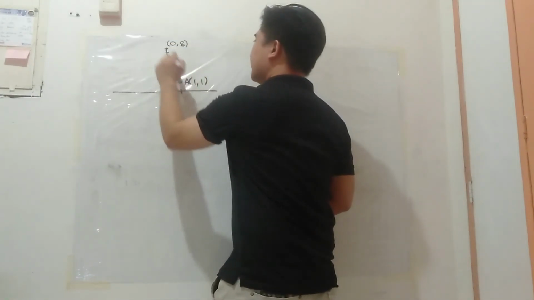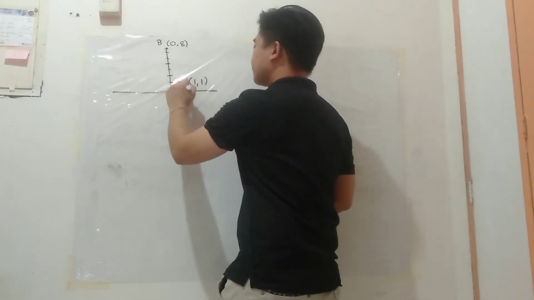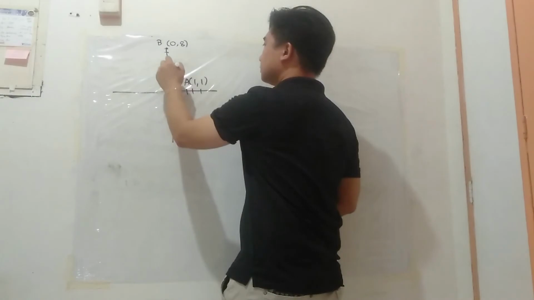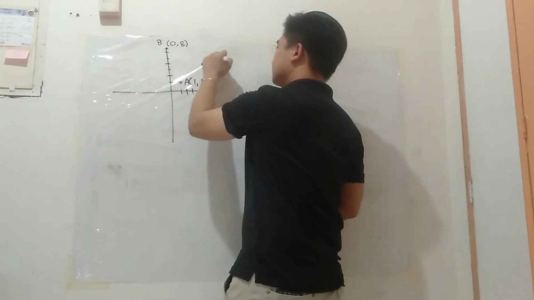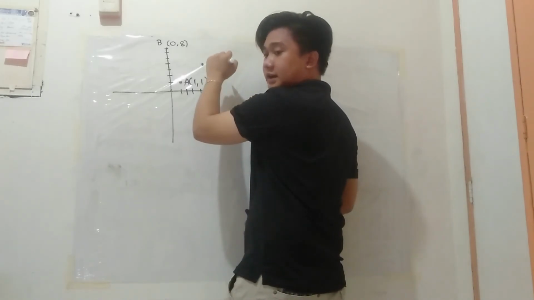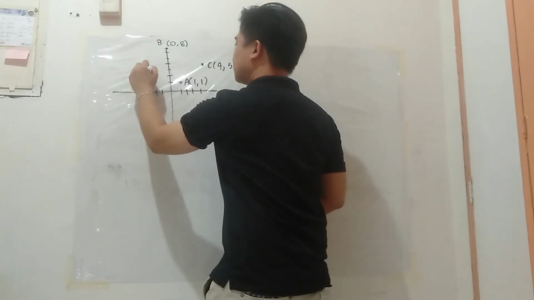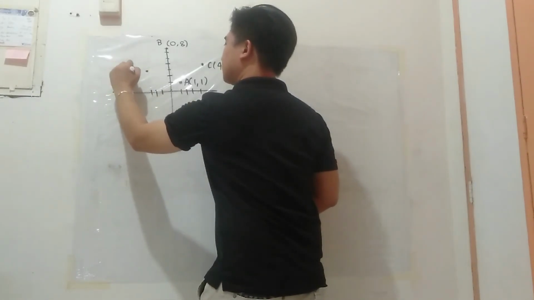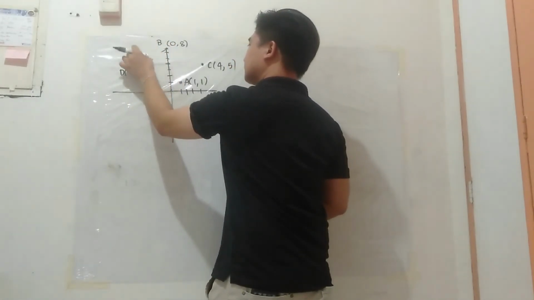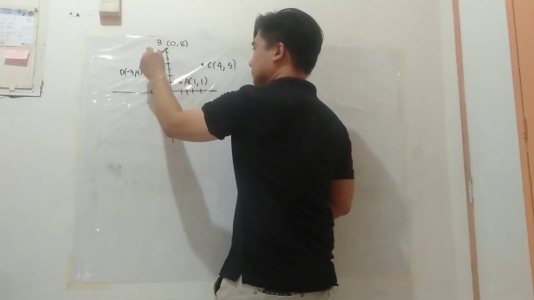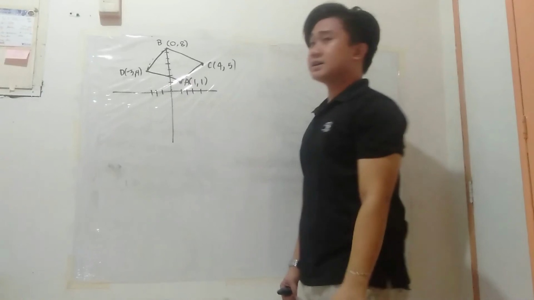Let's say this is point A, then point B. Then meron din tayo sa (4, 5). And meron din tayo sa (-3, 4). And then kapag kinunekta ko yung points na yan, makakabuo ako ng isang square.